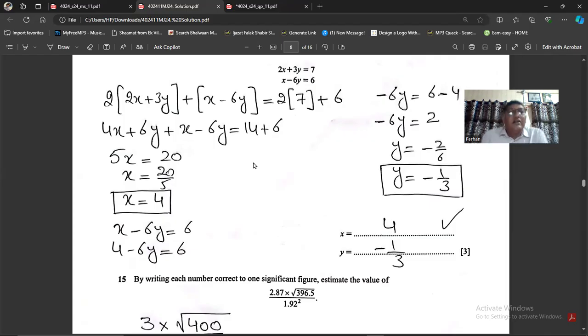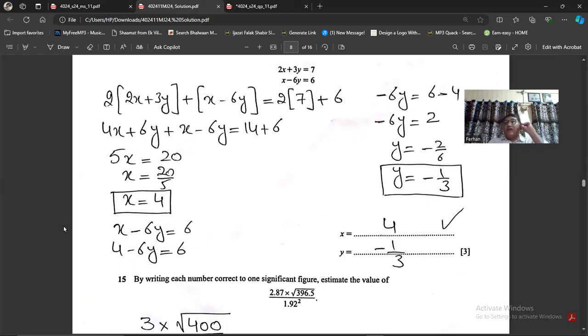So you have here 2 times (2x plus 3y) plus (x minus 6y) equals 2 times 7 plus 6. So you will have 4x plus 6y plus x minus 6y equals 14 plus 6. You see this y and this y will be cancelled. You are left with 5x equals 20, x equals 20 by 5. x will be equal to 4.